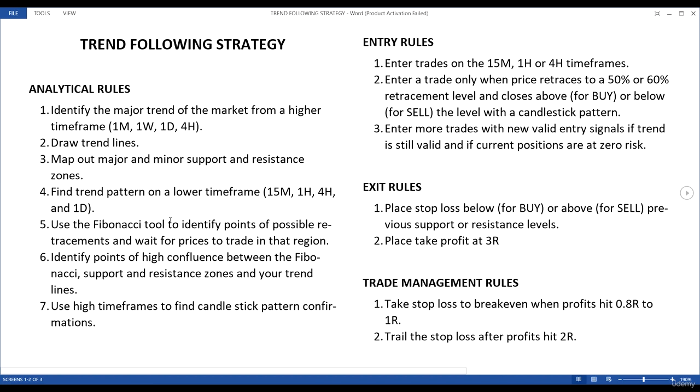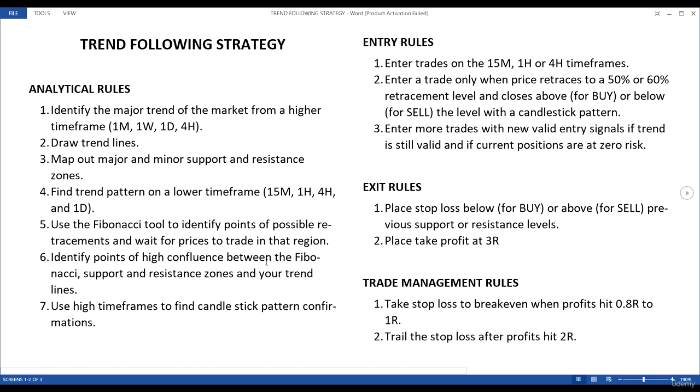Then you have to use the Fibonacci tool to identify points of possible retracements and wait for prices to trade in that region. So with this type of strategy, you don't just enter anyhow, right? You don't always see entry signals, but you have to wait for the right entry signals, which will play out when you wait. So you don't enter the market randomly. And then you have to identify points of high confluence between the Fibonacci tool, the support and resistance zones, and also your trend lines. Okay, you have to draw your trend lines.